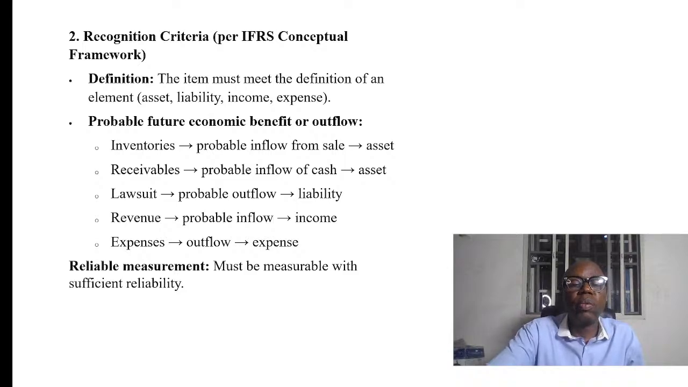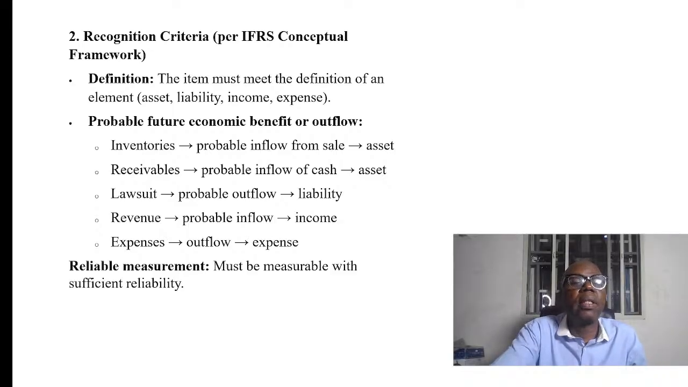Reliable measurement: it must be measurable with sufficient reliability. So this is the criteria for recognition. It must meet the definition of an element, asset, liability, income, expense. It must be able to bring future benefit or outflow. Current obligation, future outflow; current resources, future benefits.